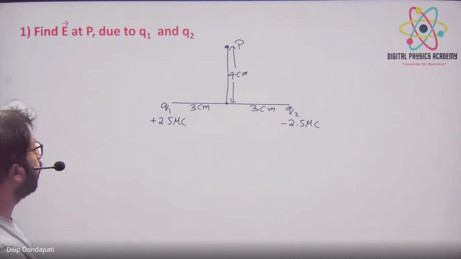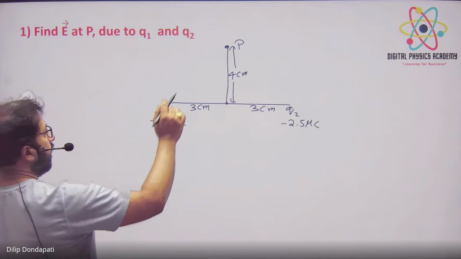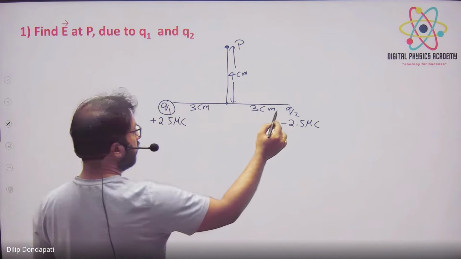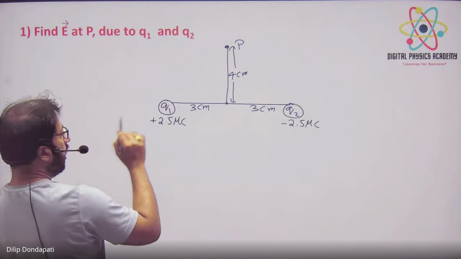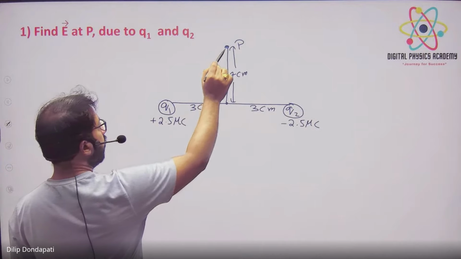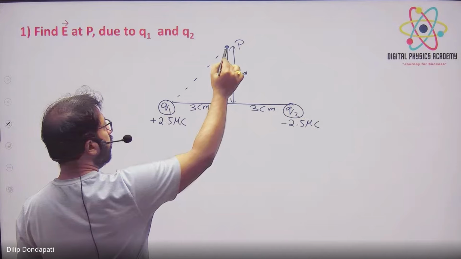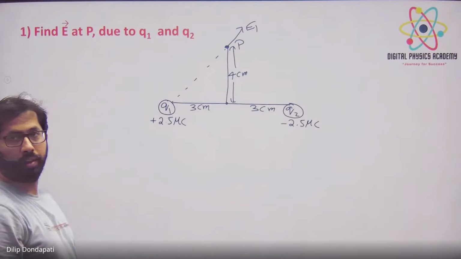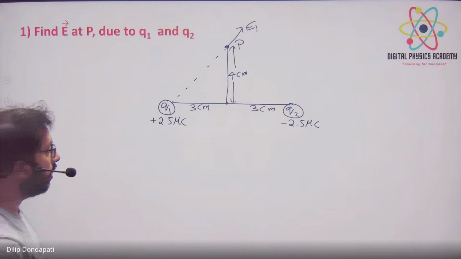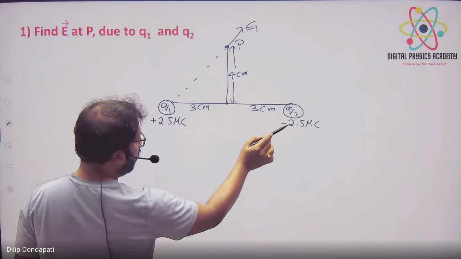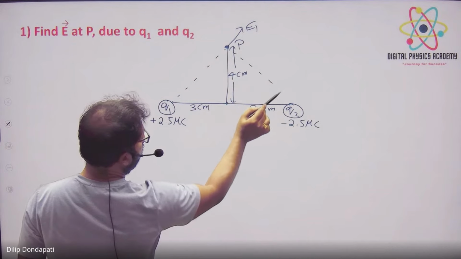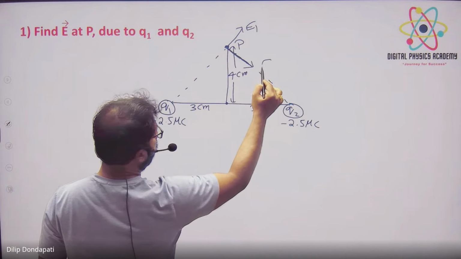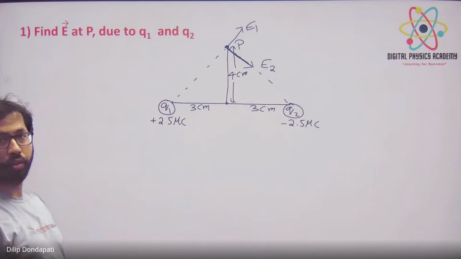So how will we find it? The electric field will be due to which charges? Due to this charge and also due to the other charge. This is a positive charge, so the electric field at this point is away, along the line joining; I call it E1. This charge is negative, so the field is towards; I call it E2. I want to find the net electric field.